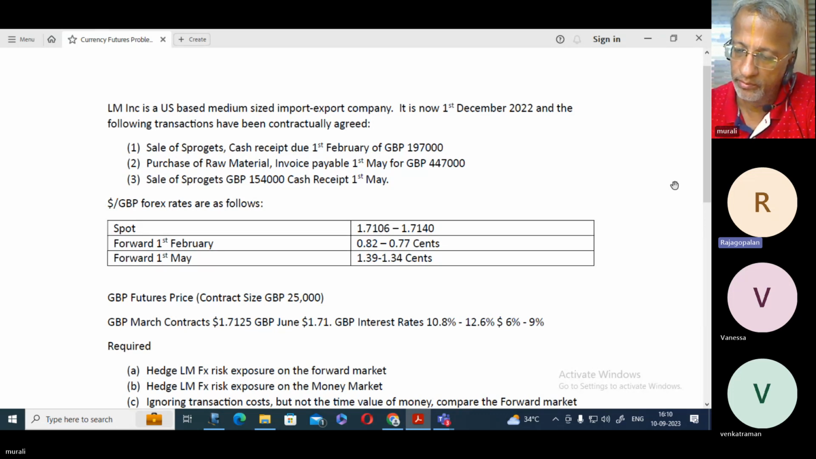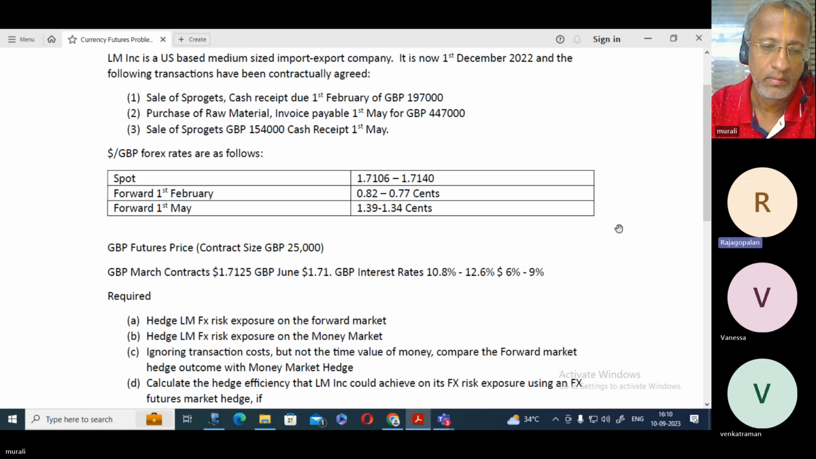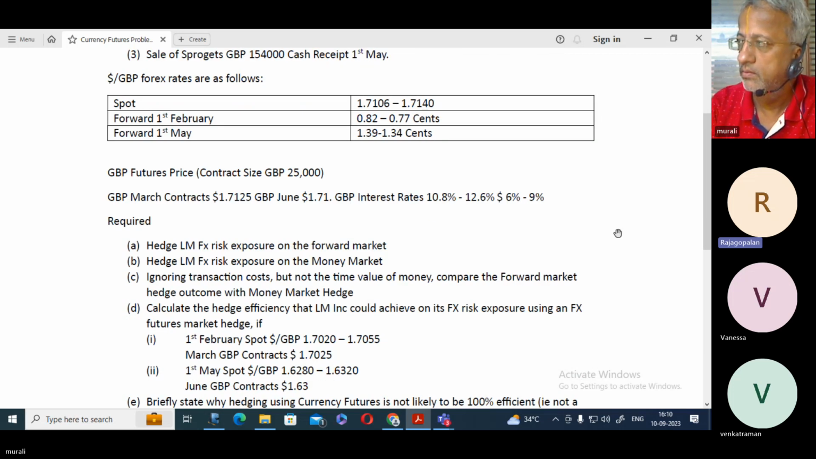GBP futures contract size GBP 25,000. GBP March contracts $1.7125 per GBP. June $1.71 per GBP. Interest rates: GBP 10.8% to 12.6%, dollar 6% to 9%. Required: hedge LM's foreign exchange risk exposure on the forward market. Hedge the foreign exchange risk exposure on the money market. Ignore transaction costs, but not the time value of money. Compare the forward market hedge outcome with the money market hedge.